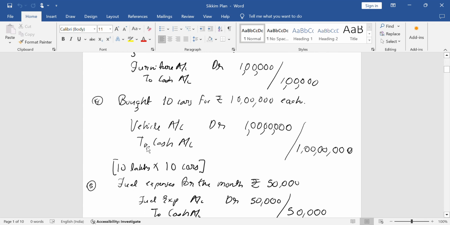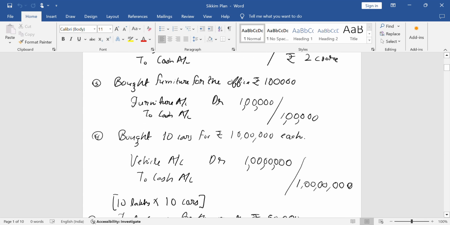Fourth transaction, bought 10 cars. As we have a business of travel agency, so we need cars, right? So Mr. Cake and Miss Pastry together bought 10 cars for rupees 10 lakh each. So the total amount would be 10 lakhs into 10 cars, which is 1 crore. So as asset is increasing, that is vehicle account is an asset and asset is increasing, asset increase is equal to debit. Vehicle account debited rupees 1 crore. Cash account is decreasing because I am paying out 1 crore rupees. There is an outflow of cash. It is reducing my balance of cash. Cash is an asset. Reduction in asset causes credit. So vehicle account debit to cash account.